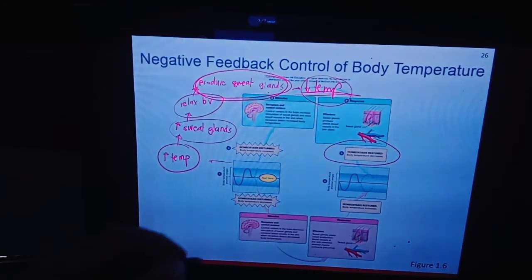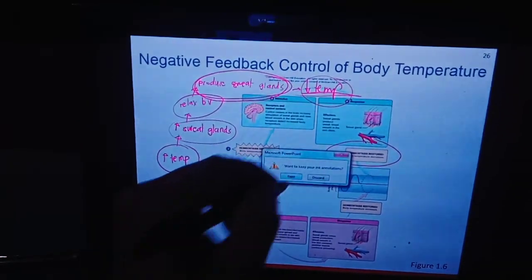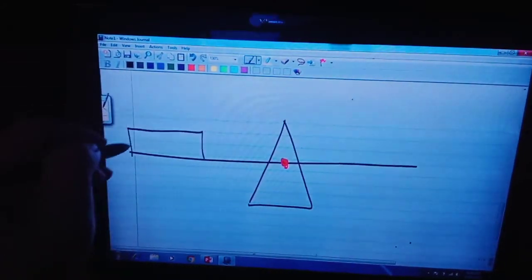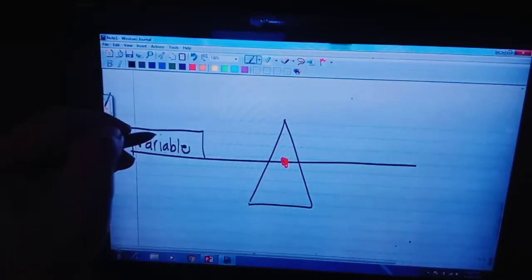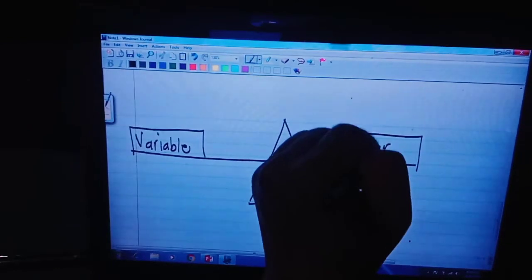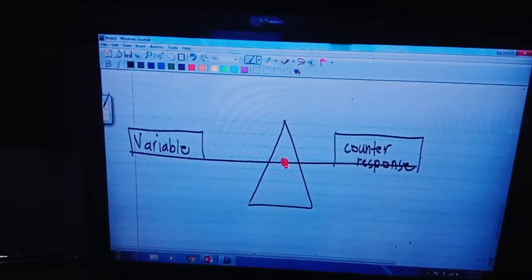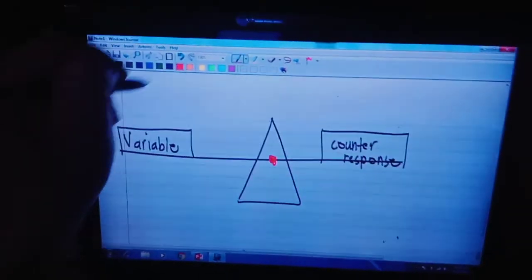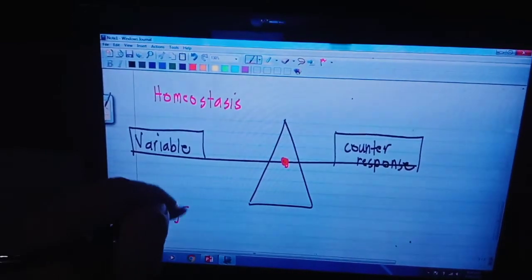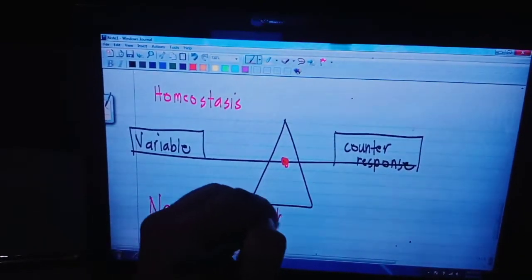Kapag in-illustrate mo ang negative feedback, guys, ganito yung ating magiging illustration. So, this is your variable. Ito naman yung ating tinatawag na counter response. That's a negative feedback. That is a counter response. That is a good illustration for your homeostasis, homeostasis for a negative feedback loop.